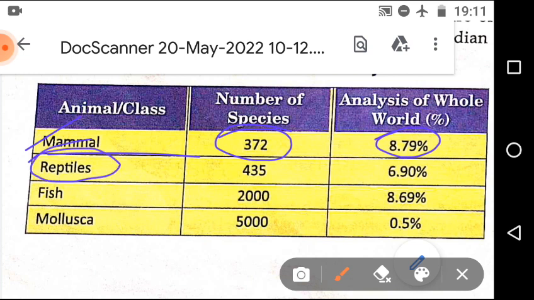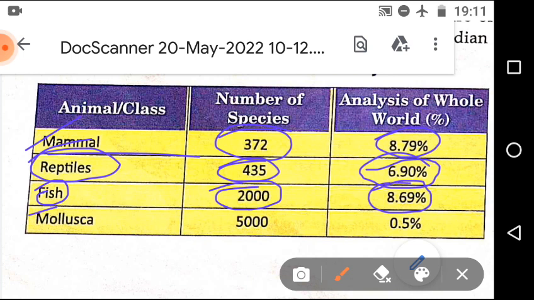Reptiles, you know them. 435 different species of reptiles are found in India, and if you compare to the world, about 6.90 percent of reptiles are found only in India. Fish, 2000 different types of fish are found in India, which contributes 8.69% compared to the world.